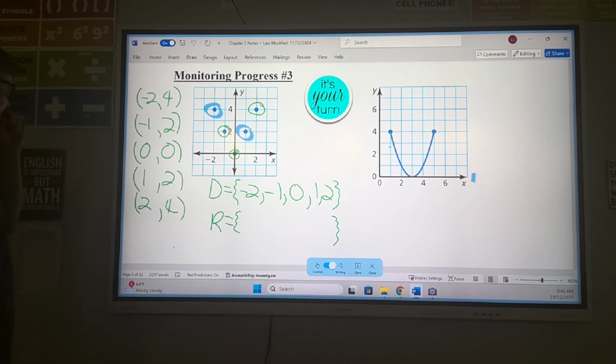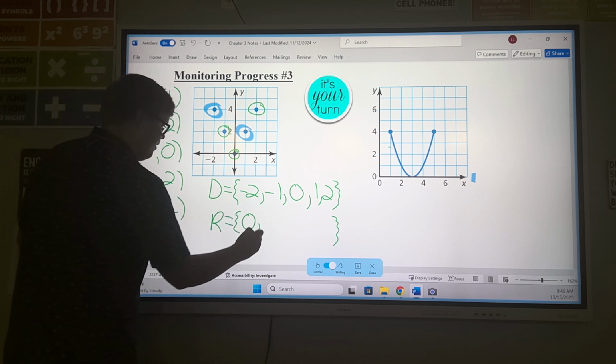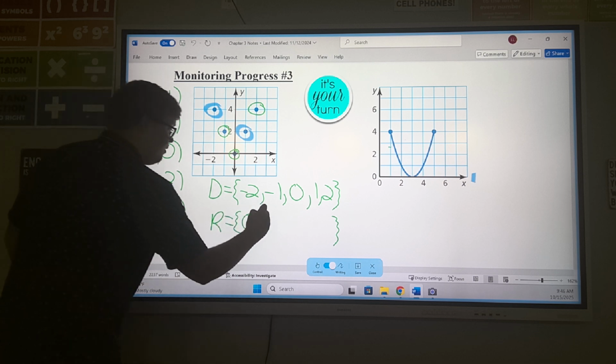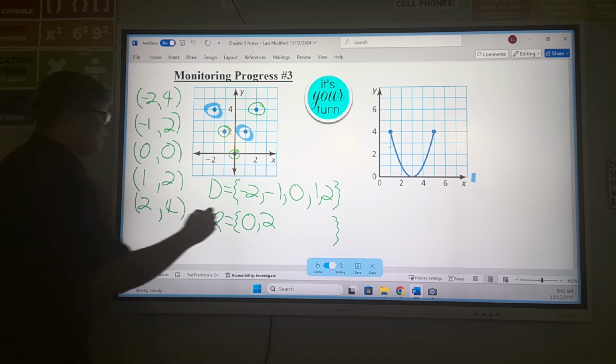Okay. Our range has 2 repeating numbers. We have 2 2s and we have 2 4s. We do not have to write those repeating numbers down. Let's write it from least to greatest still. So let's go 0. Now, next is 2. We do not have to write a second 2. We only have to write 1 2. So that means the next number after that is going to be 4.